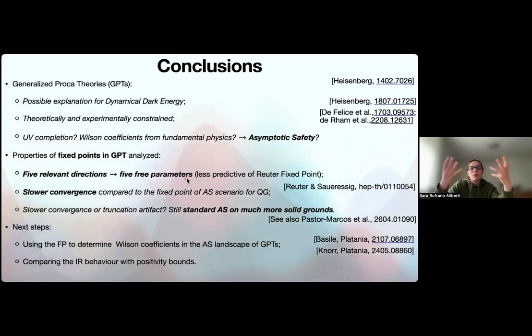And so from our results, the next steps will be to use the fixed point line to determine Wilson coefficients. So, study the asymptotic safety landscape emerging from the fixed point found and constrain the Wilson coefficients for generalized Proca theories, and then compare the infrared behavior that we obtain from fundamental physics with the positivity bounds.